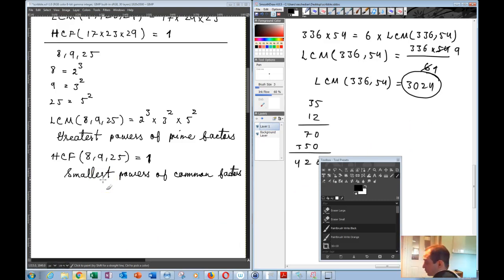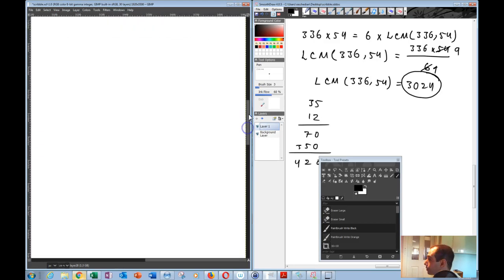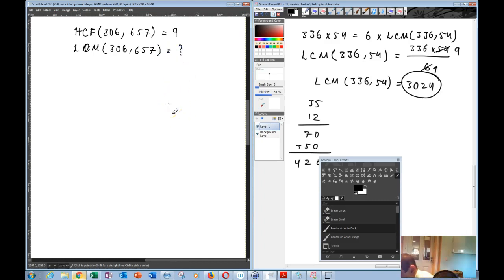Okay, so the next question that we have here is, we know that the HCF of 306 and 657 is equal to 9. You want to find the LCM of the same two numbers, 306 and 657. So you can use that property of the relationship between HCF and LCM, and you know that the HCF of A and B times the LCM of A and B is equal to A times B.